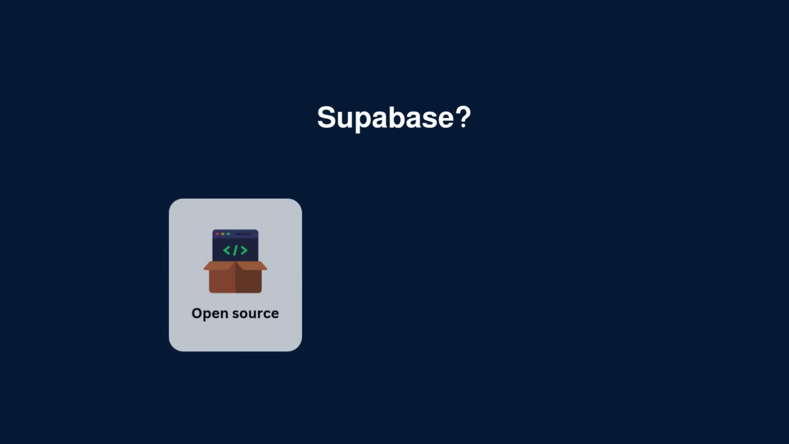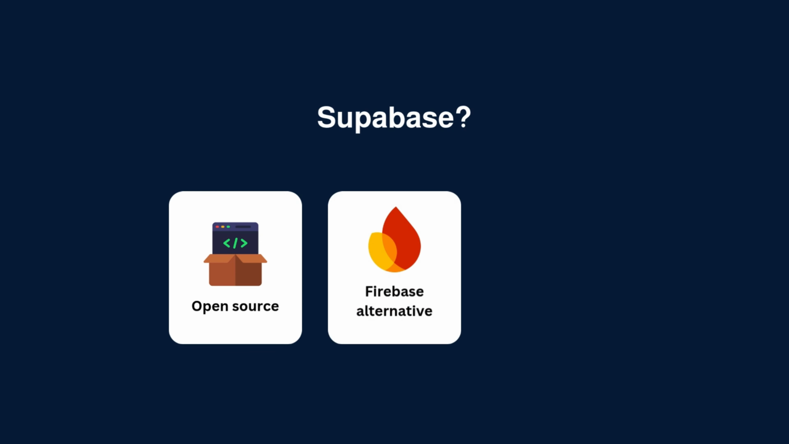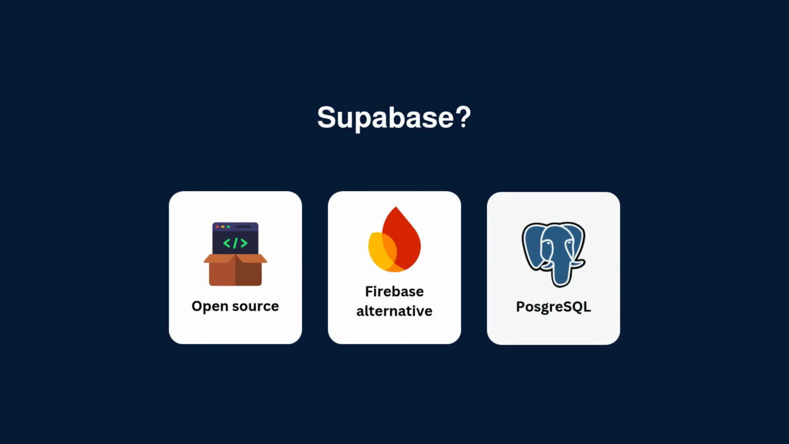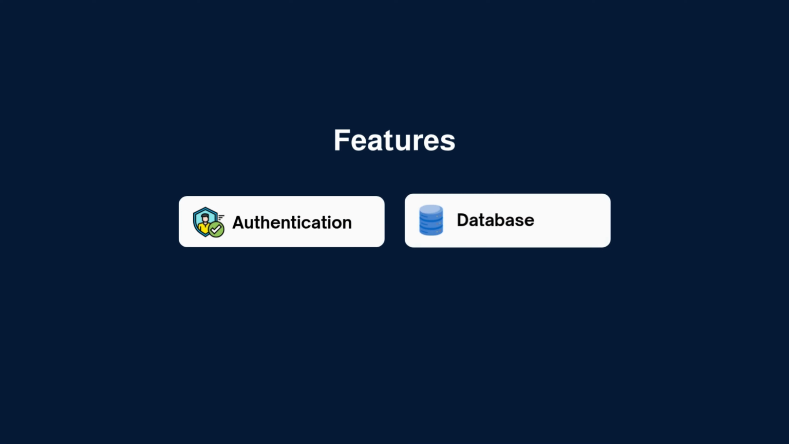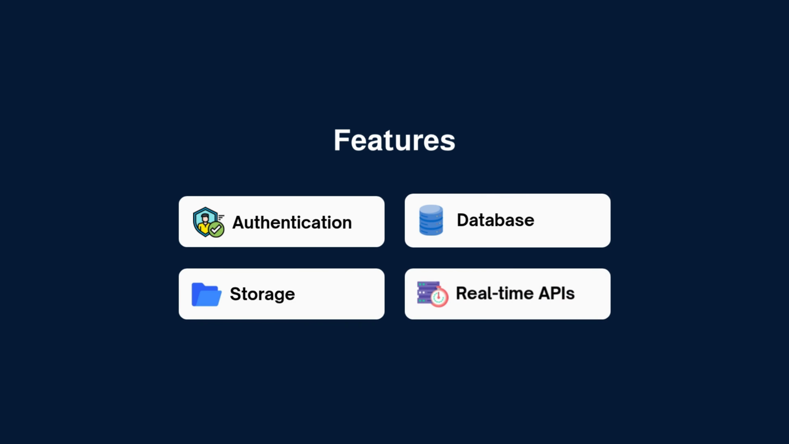Supabase is an open-source Firebase alternative built on top of PostgreSQL. It gives you everything you need, such as authentication, database, storage, and real-time APIs, all out of the box, and all free to get started. And rather than talking in theory, we are getting our hands dirty.